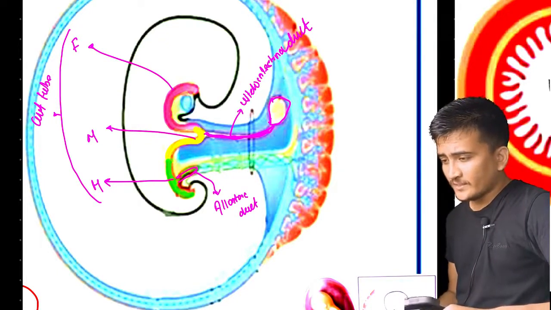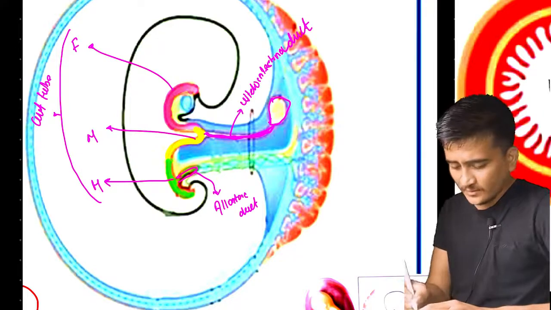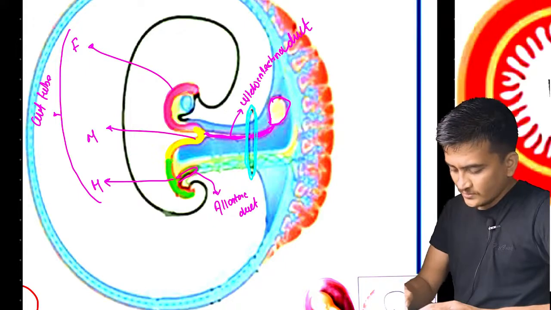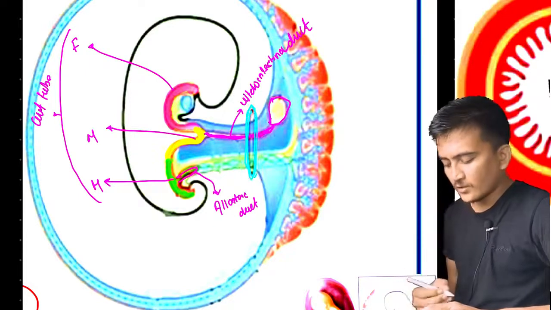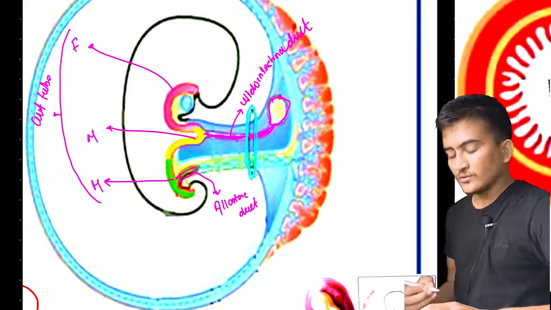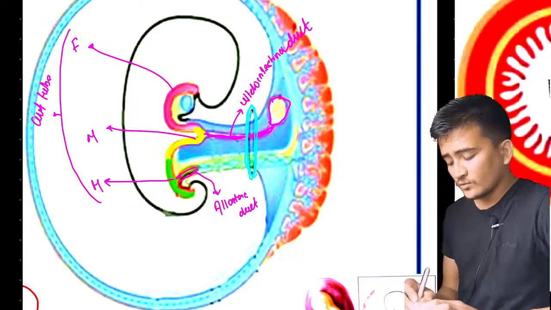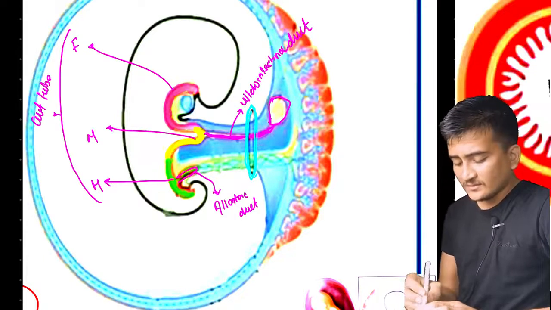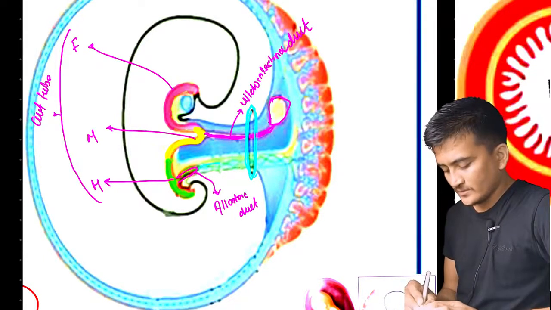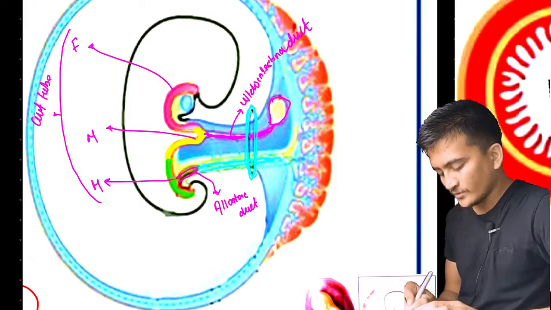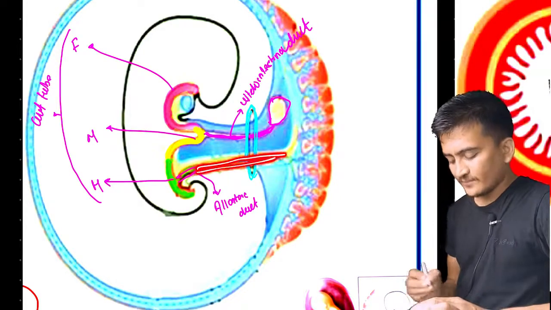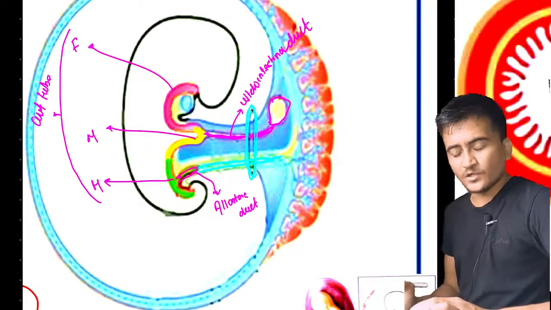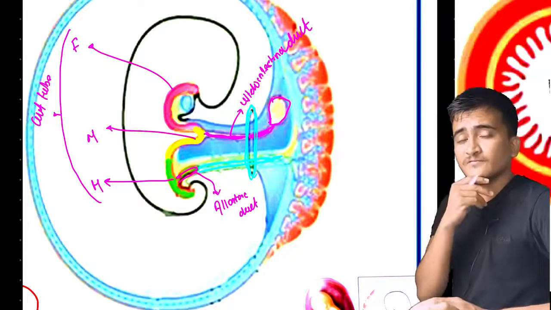Now, talking again, this is our umbilical cord. As we discussed, there were two contents of the umbilical cord: one was the vitelointestinal duct, and the other was the allantoic duct. As you can see, this is our allantoic duct. And if you remember, in the contents of the umbilical cord we talked about two umbilical arteries and one umbilical vein.